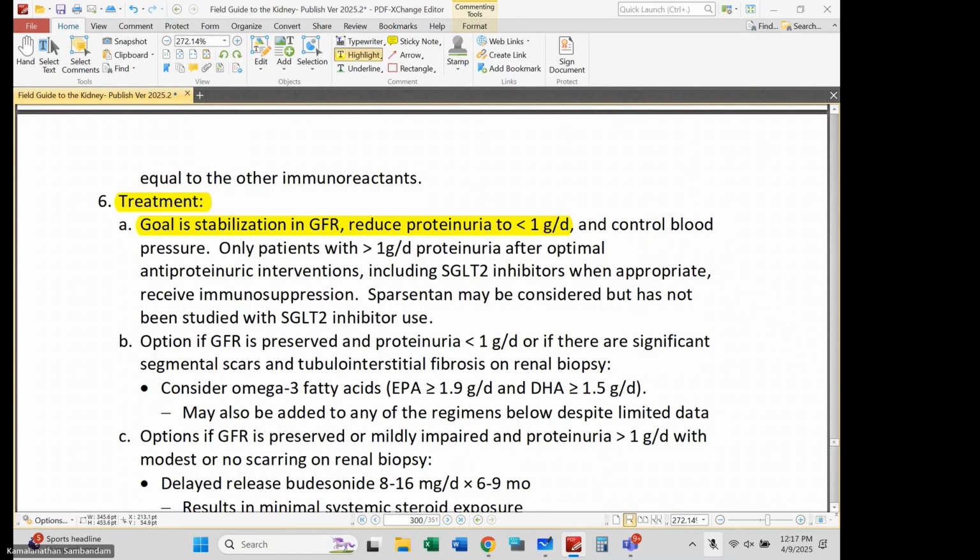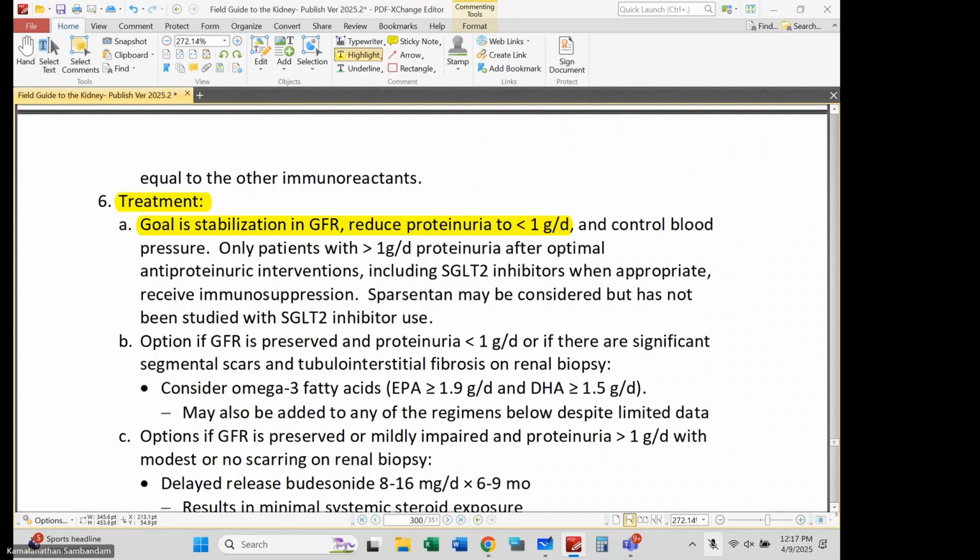So idiopathic nephrotic syndrome includes, no. Come on, guys. Let's go. What's your idiopathic nephrotic syndromes? Minimal change. FSGS. And membranous, I heard. Okay.